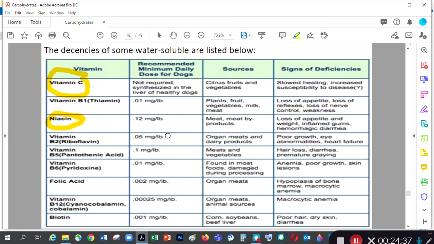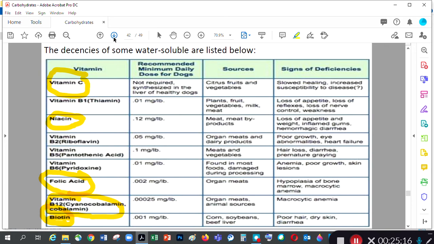and diarrhea. And you can look at all this: folic acid. Let's take folic acid, very famous. If we don't have that much folic acid present in the body, then we will have hypoplasia of bone marrow, and we'll have anemia as well. Vitamin B12, that's also very famous. We have macrocytic anemia. Biotin: if we are missing a lot of biotin, then we'll have poor hair, dry skin, and diarrhea.